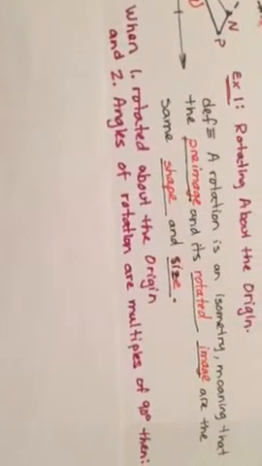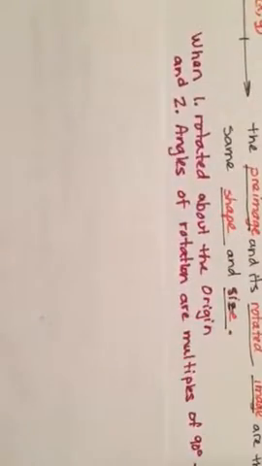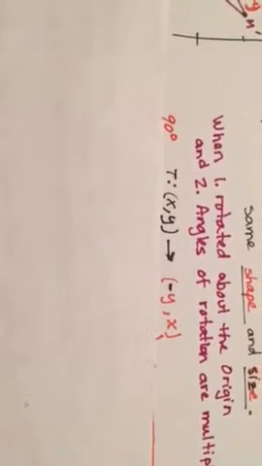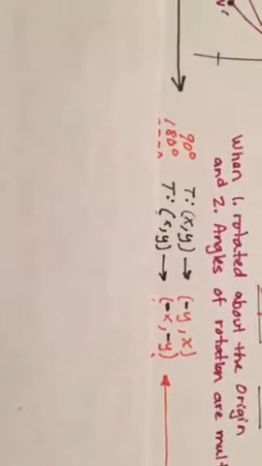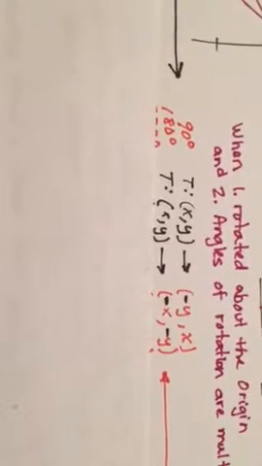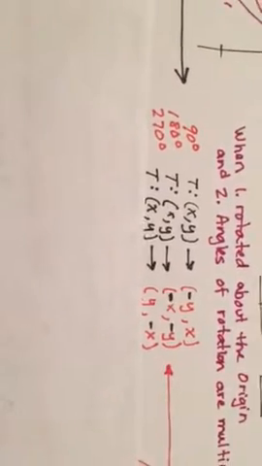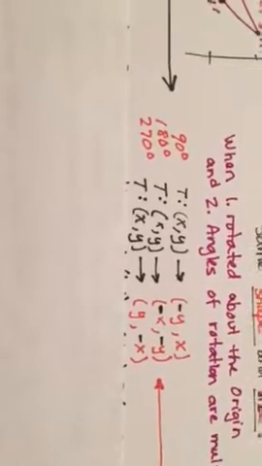First, we're going to rotate about the origin, and second, the angles of rotation are multiples of 90 degrees. These are special, because at 90 degrees, (x, y) will go to (-y, x). So we flip them. 180 degrees is (x, y) goes to (-x, -y). That is what we're going to do in this problem. And rotating 270 degrees, (x, y) goes to (y, -x).